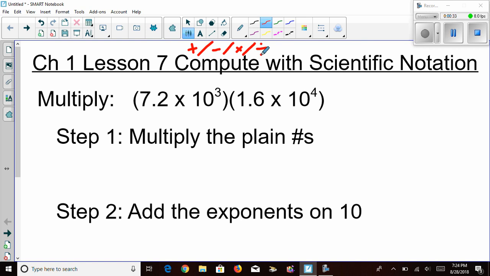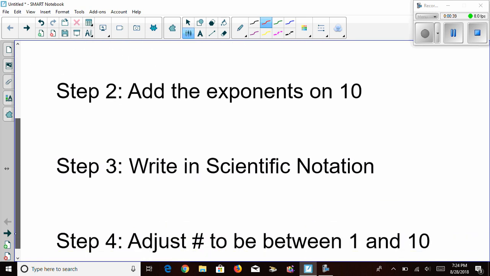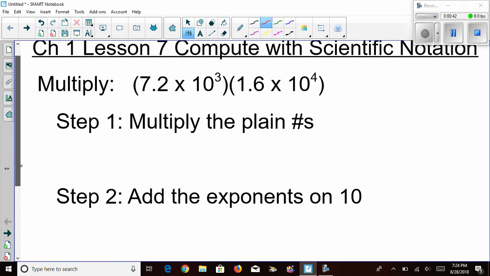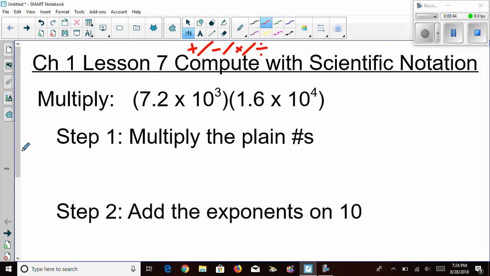We're going to start off with a multiplication problem. You will notice I have written here the steps 1 through 4. What I'd like you to do is first write the problem, and then with each step, I'm going to go through and work each part out so that you have an example to look at in the future. So go ahead and write the problem, and then write step 1, multiply the plain numbers.